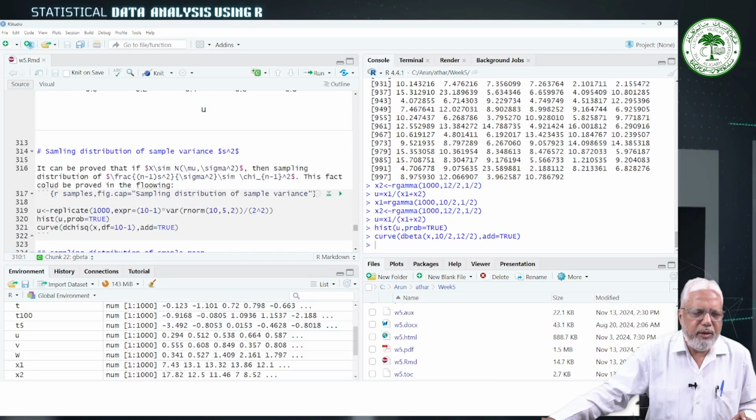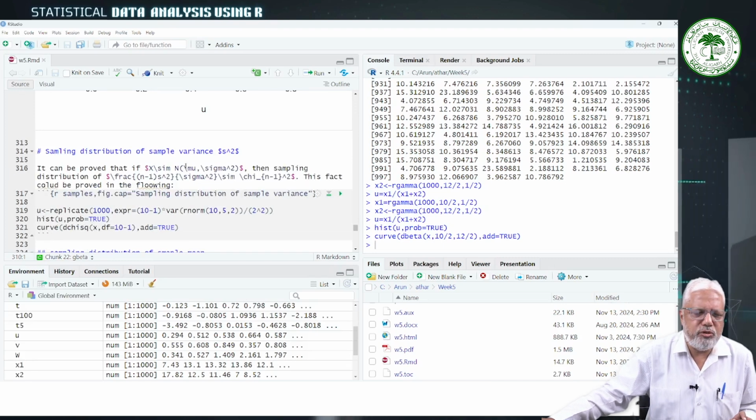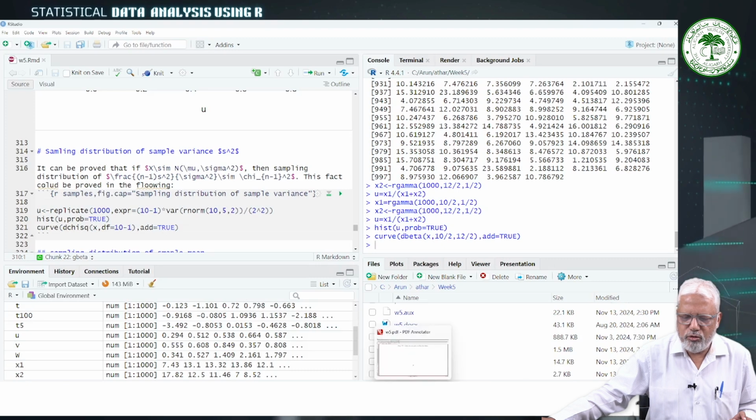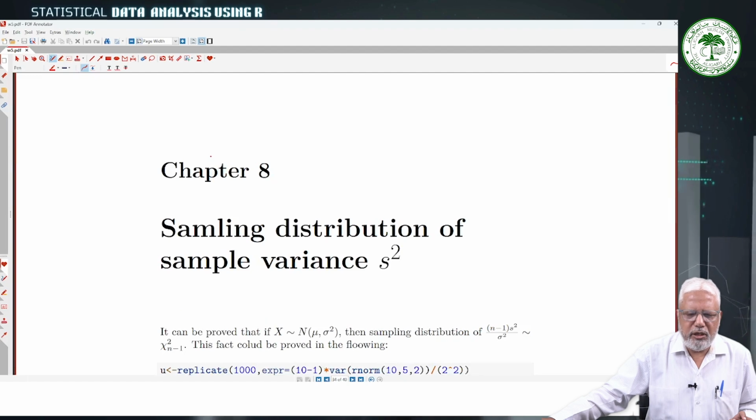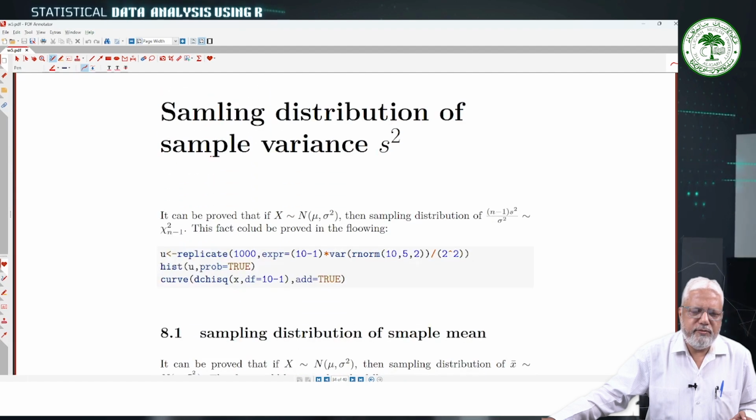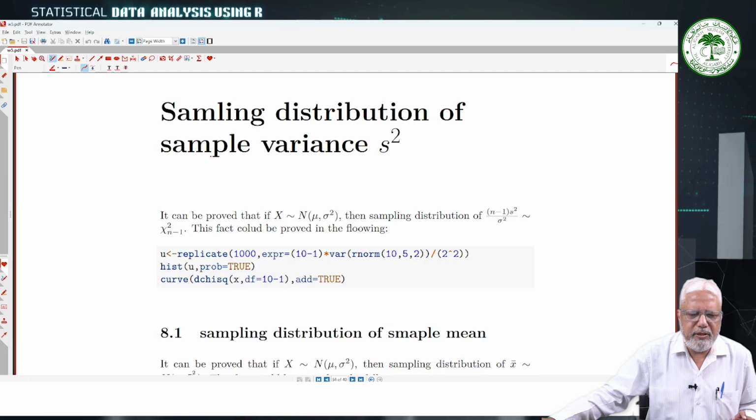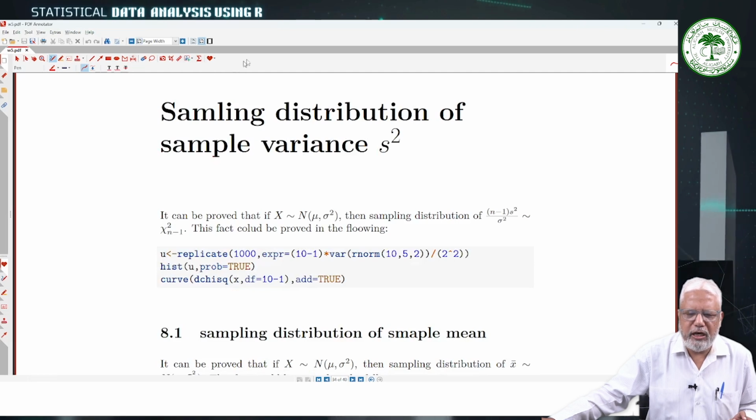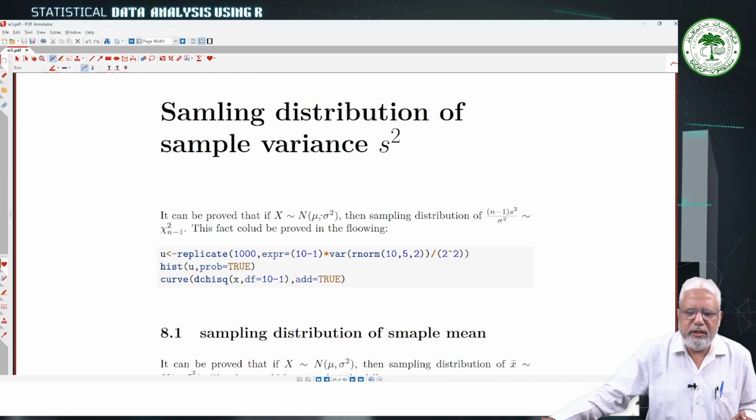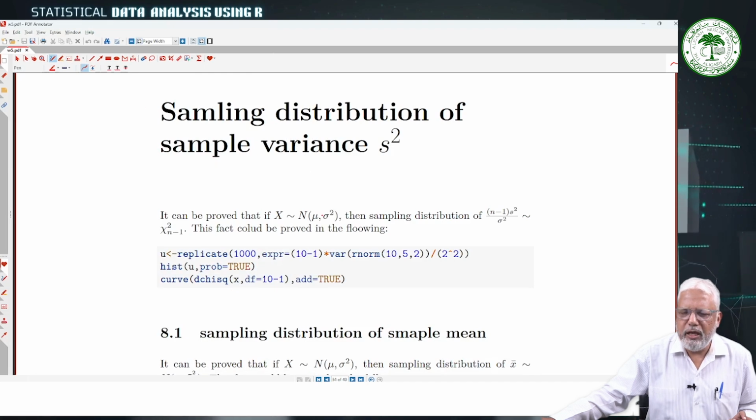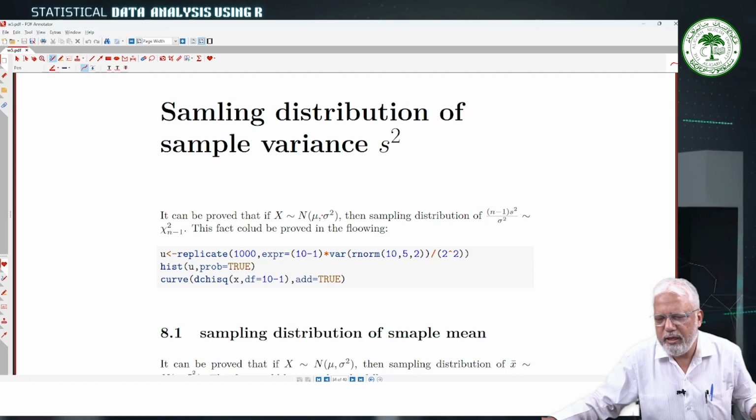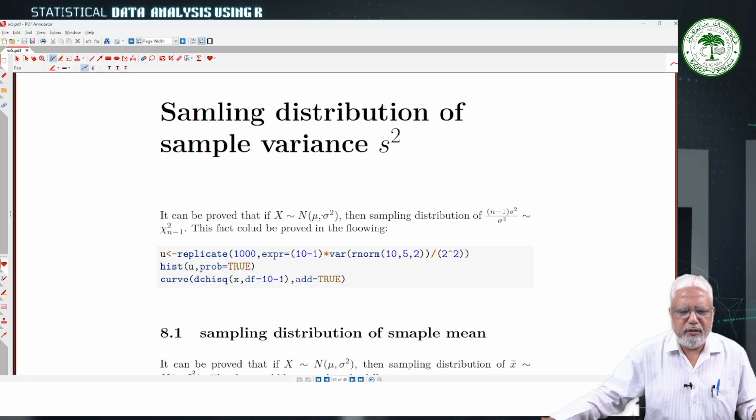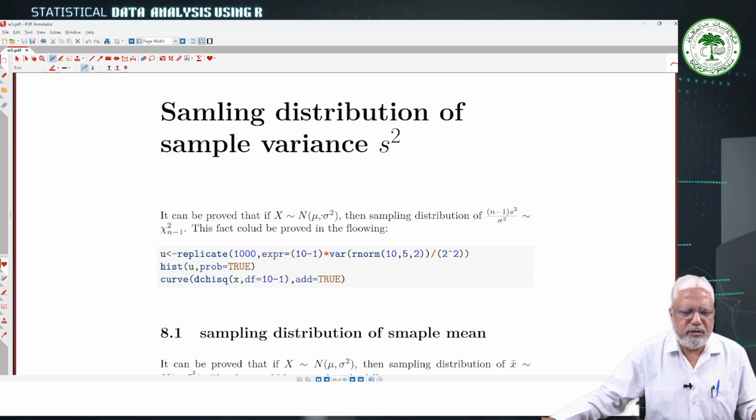Now I am going to talk about sampling distribution. Here I would like to read into the PDF. Sampling distribution of sample variance S square. It can be proved that if x follows normal mu and variance sigma square, then the sampling distribution of n minus 1 into s square divided by sigma square, where s square is the sample variance, follows chi square with n minus 1 degree of freedom.